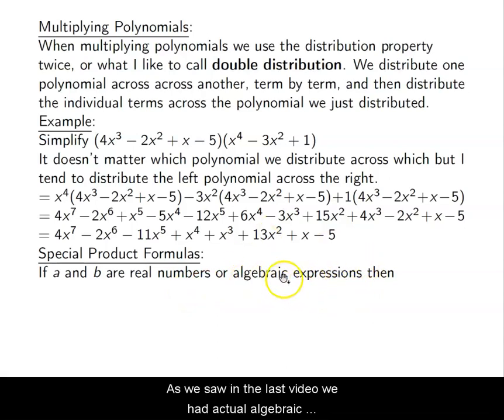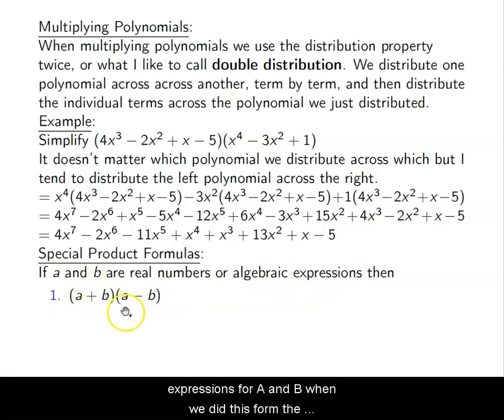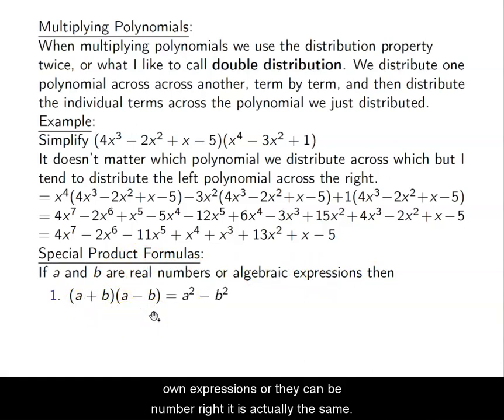As we saw in the last video, we had actual algebraic expressions for a and b when we did this form, the difference of squares. We were using the radical conjugate, and a and b were radicals. They were their own terms. They weren't just single numbers, right? They had x's and y's and z's in them. Okay, so they can be their own expressions or they can be numbers, right? It's actually the same thing.